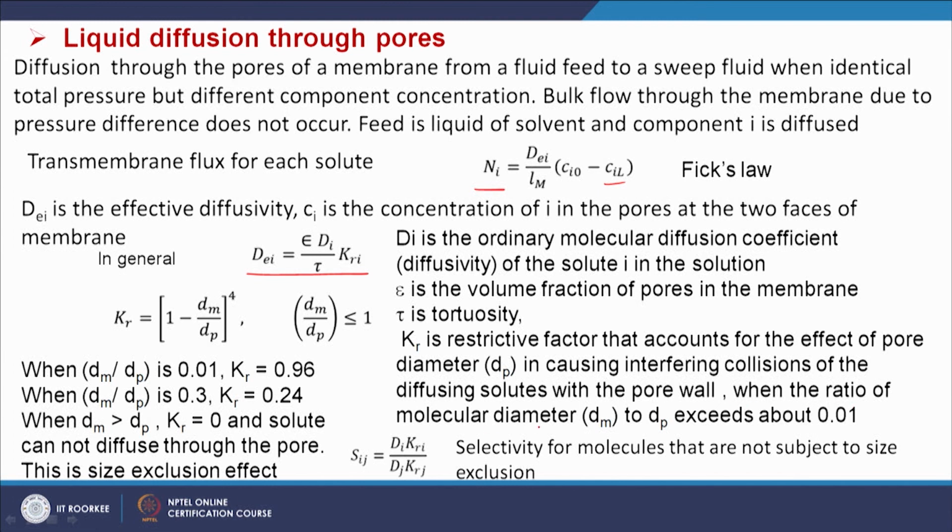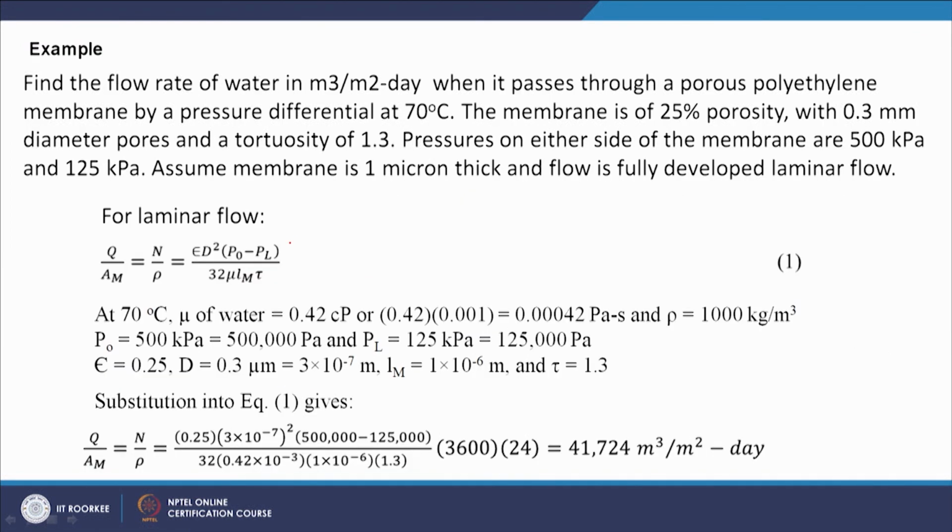When the ratio of molecular diameter dm to dP exceeds about 0.01, then Kr plays a significant role. Otherwise, when dm by dP is 0.01, in that case Kr is 0.96. So, this Kri value is almost 1, but when dm by dP is increasing, that means the dm size is increasing, then at 0.3, Kr is 0.24, and when dm is greater than dP, then Kr equals 0, that means there will be no diffusion of the material. So, we will see one example here.